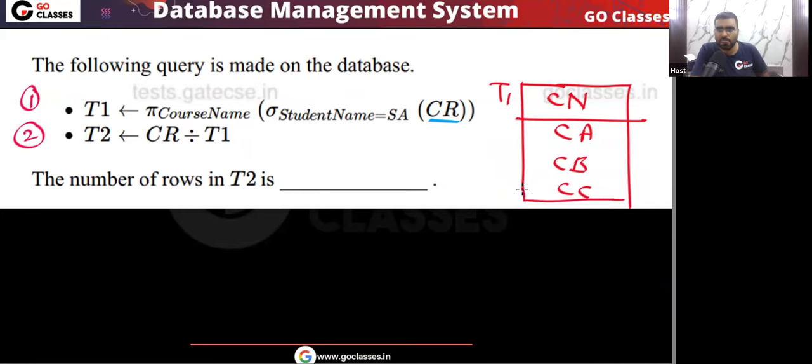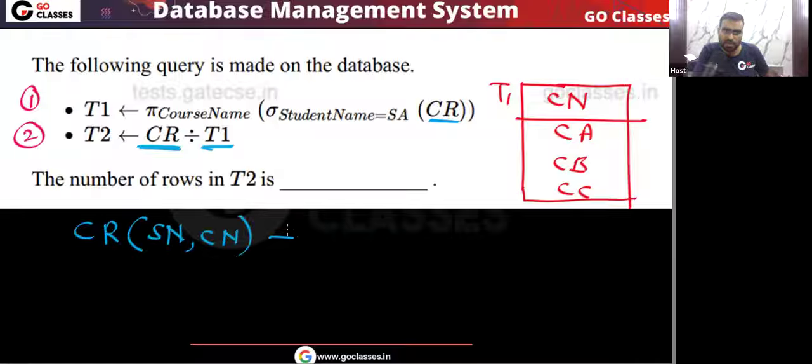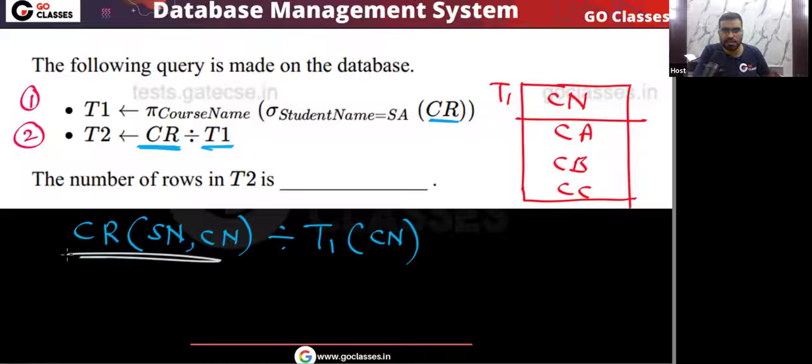Now what do we need to do? Now in T2, CR divided by T1. Please understand, is this valid? CR divided by T1. In this CR, we have student name, course name, divided by T1. In T1, we have course name. So is this valid? Yes, this is valid, right? In the CR, we have student name, course name, divided by T1, which has course name.